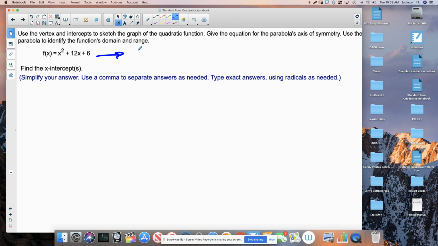But if you do write this in standard form, you should end up with this equation. Okay, so we know that the vertex is at 6 comma 30. Or I'm sorry, 6 comma negative 30, my bad. They want the axis of symmetry, which would be x equals 6. Right, we get that from the vertex.